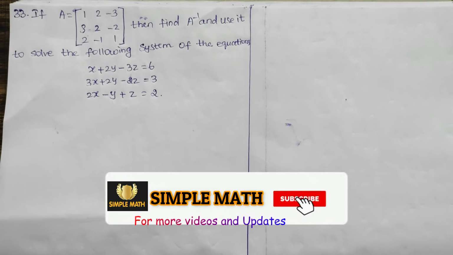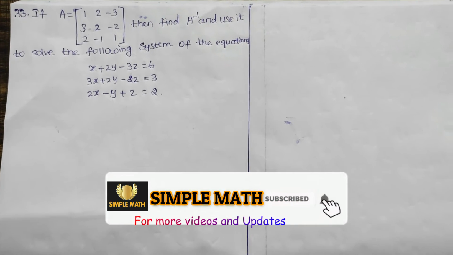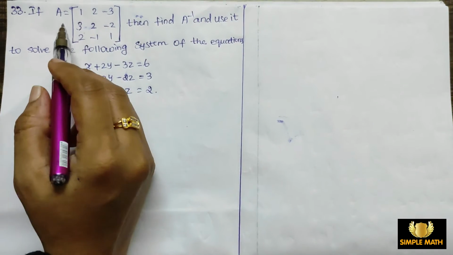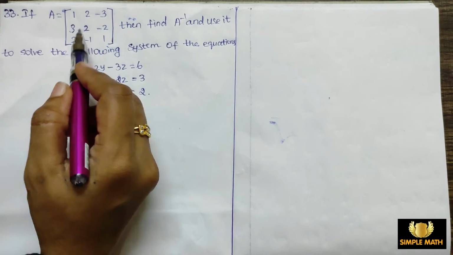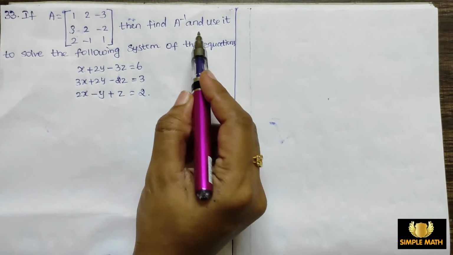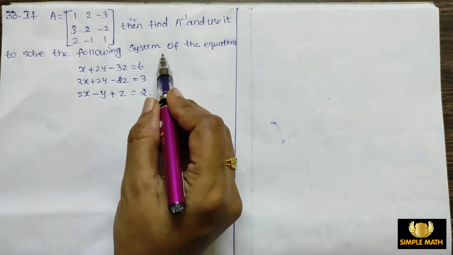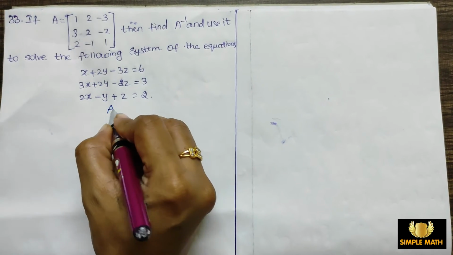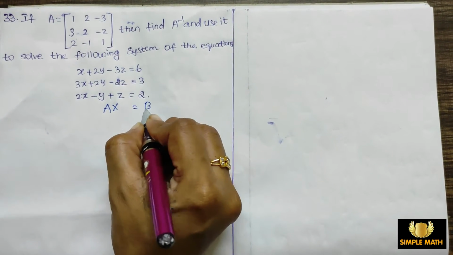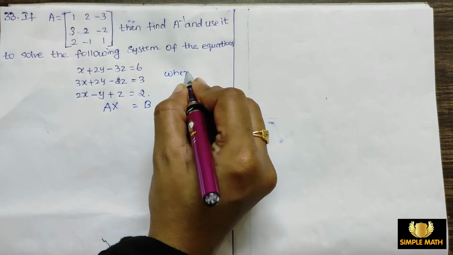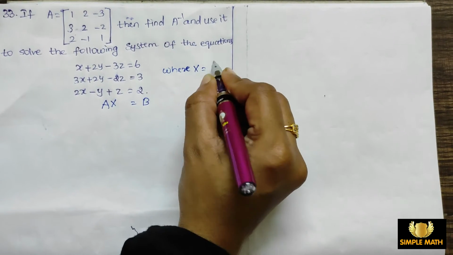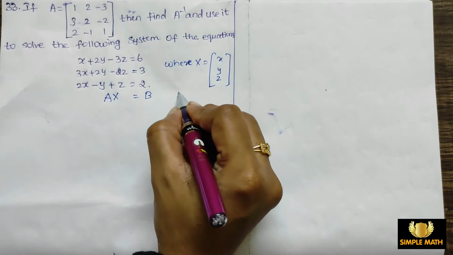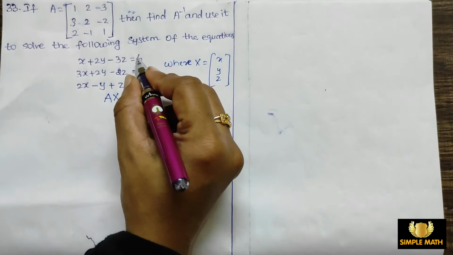Today we are going to see the continuation of the previous year question paper problem. Let's enter into the problem. If A is the given matrix, then find A inverse and use it to solve the following system of equations. Here the system of equations is in the form Ax equals B, where x is x, y, z, and the B matrix is nothing but the given values. B is equal to 6, 3, 2.